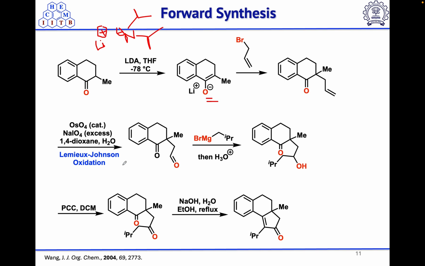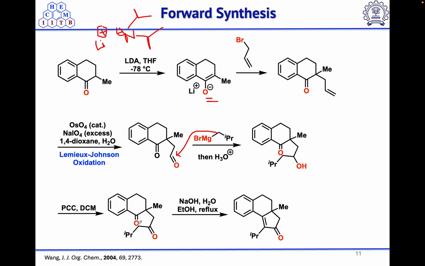we have already discussed this Lemieux-Johnson oxidation to get this aldehyde. And then if we treat this aldehyde with isobutyl magnesium Grignard reagent, it will add to this aldehyde and give this secondary alcohol. Further, we need to oxidize this alcohol, so we will get this 1,4 diketone compound.